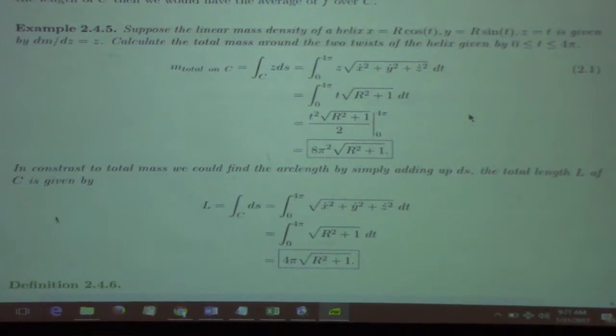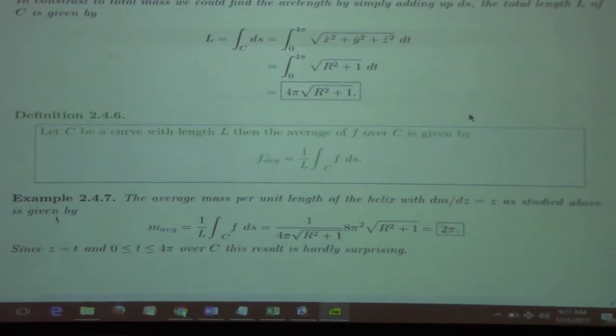Now, you guys remember, the other thing we can do is calculate the average of a function along a curve, right? To calculate the average of a function along a curve, you do the scalar integral of the function along the curve, and you divide by the length of the curve. That gives you the average of the function along the curve. So for the last one, the average mass would be 1 over L times that integral. From the previous example, I calculated this integral is that. That's the arc length. So the average mass per unit length is 2 pi, as it happens.